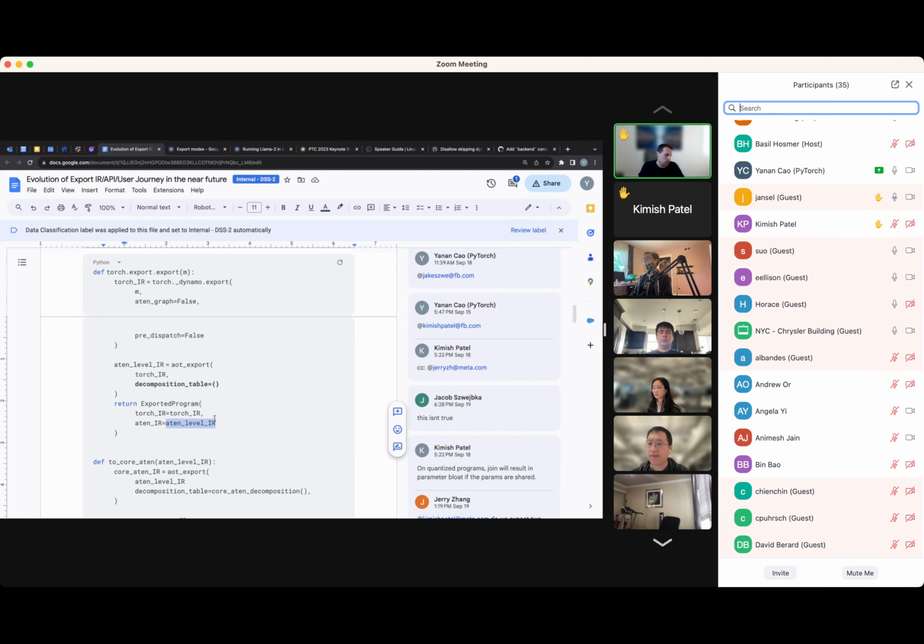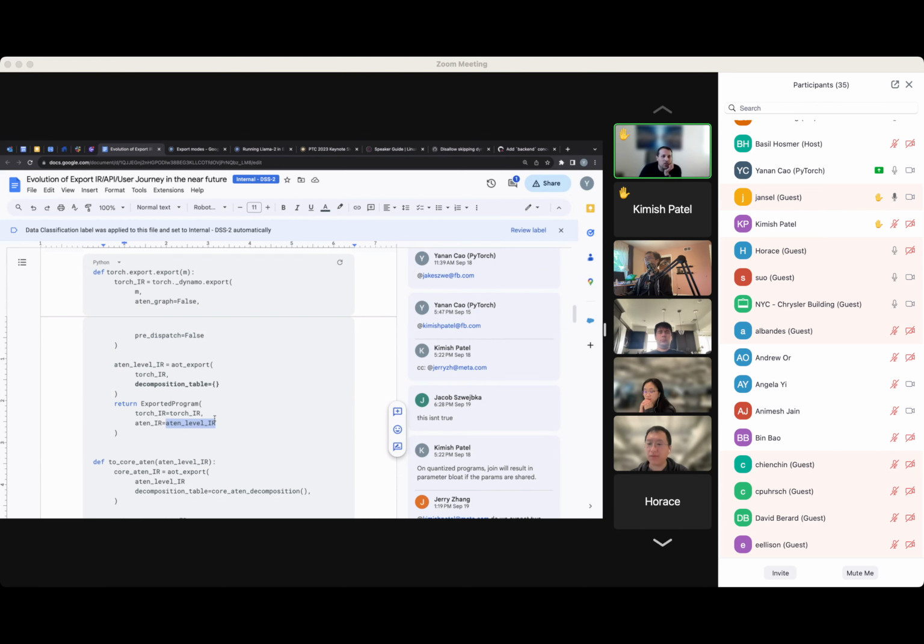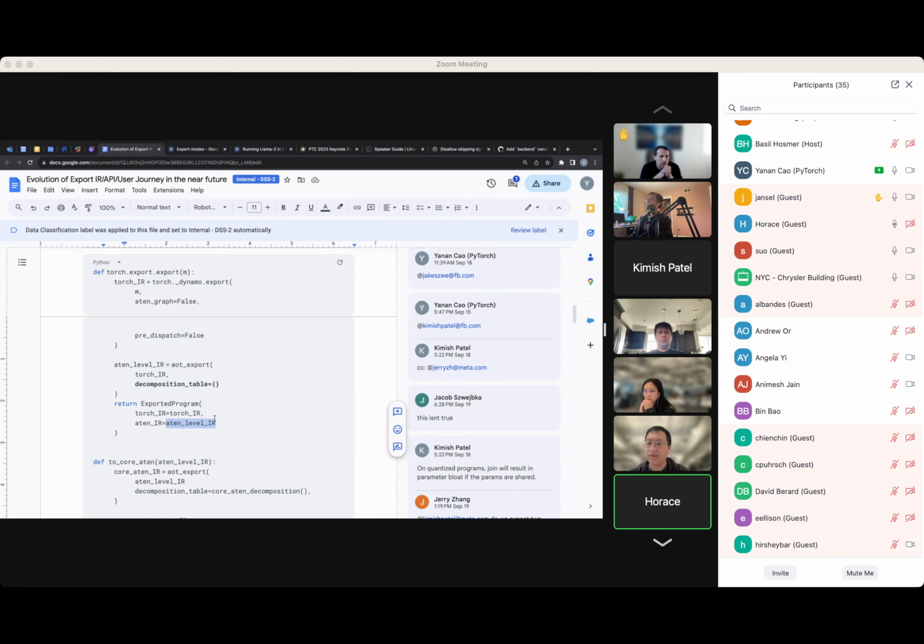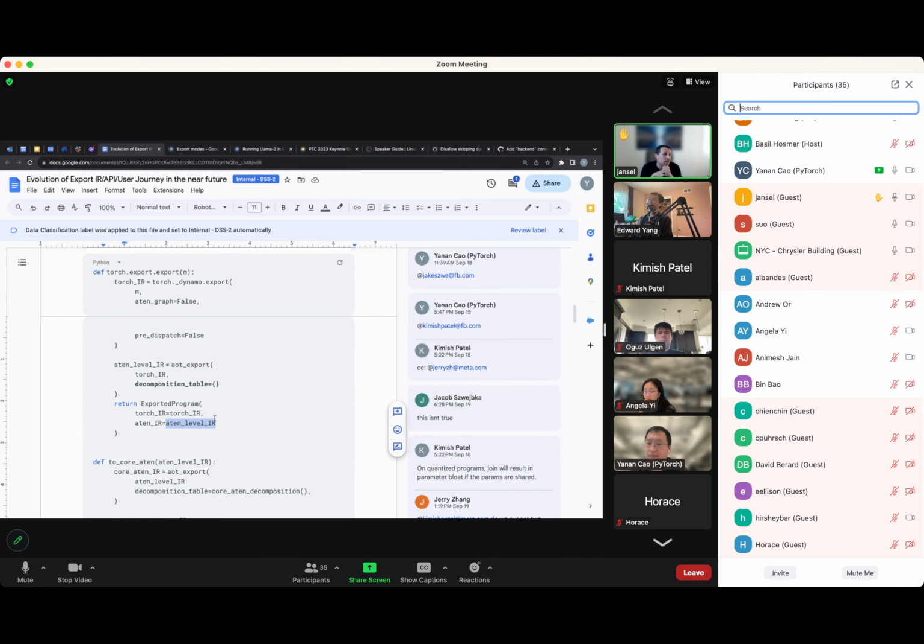And so I mean, this is the purpose of the pre-dispatch A10 IR. So I think basically we have the system. Why are you saying it's broken today? Well, I think the pre-dispatch stuff will fix it, but the one that we're using today is post-dispatch, right? The one export returns. Yeah, we want to do pre-dispatch IR.